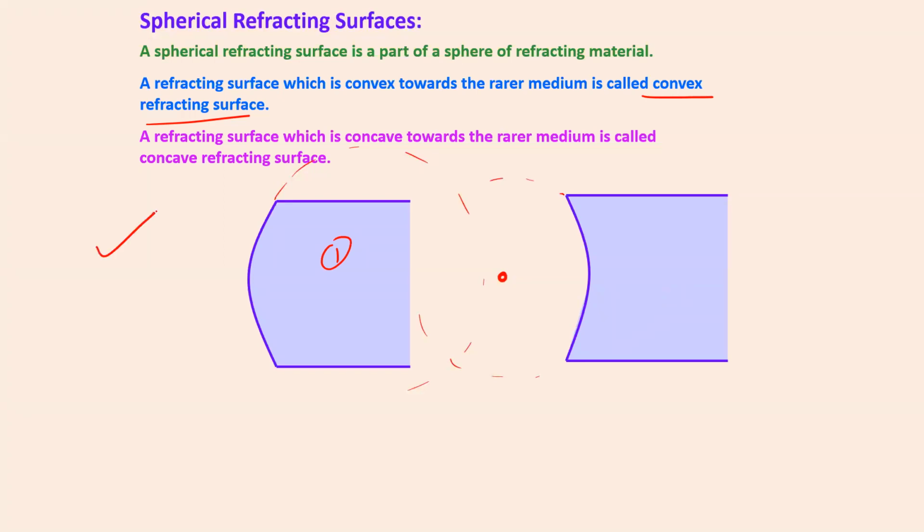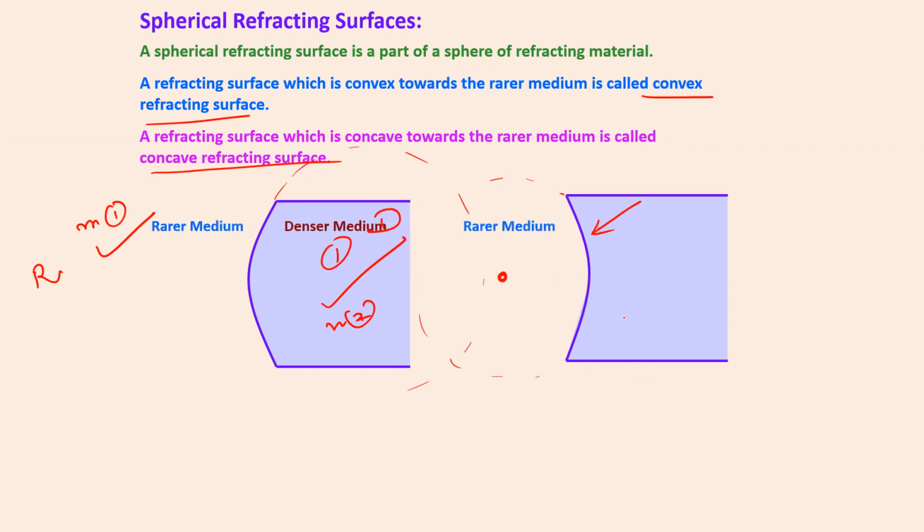That means this medium and this medium are two different mediums. Say this is medium 1 and this one is medium 2. In that case, this will be a rarer medium and this is your denser medium. We can see this clearly, even for a concave refractive surface. This is your concave refracting surface. So that is how we understood and drew the diagram.